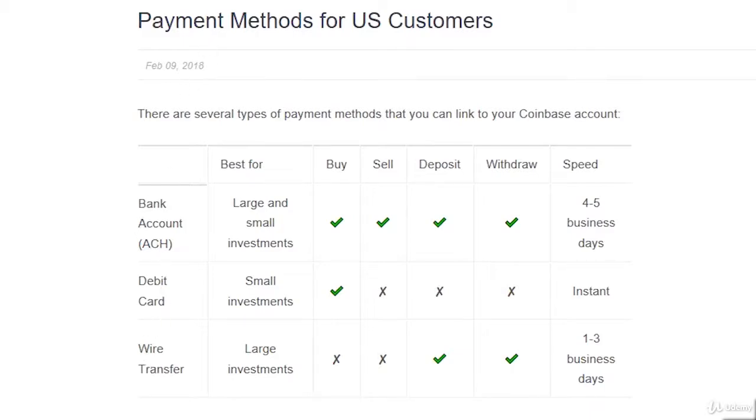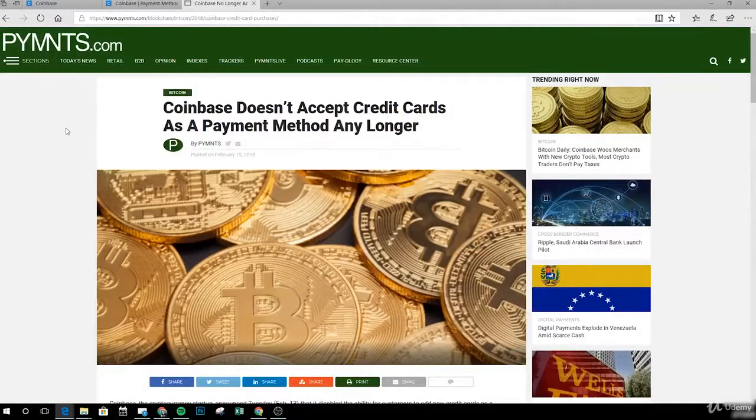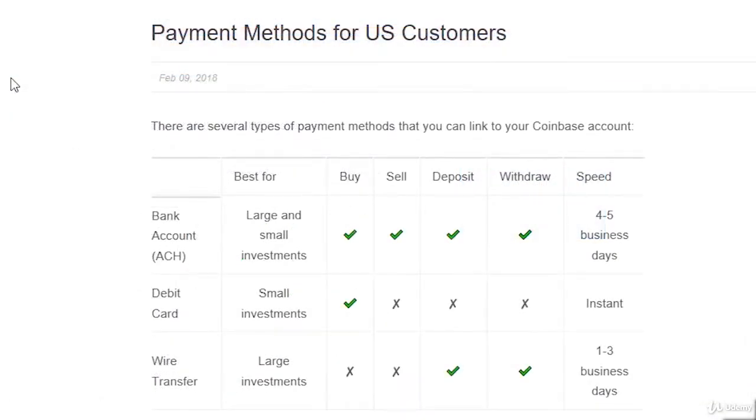Now, up until recently, you were able to use a credit card on Coinbase, but they no longer, as of the time of this recording, accept credit cards on their platform. But thankfully, we still have these other options.